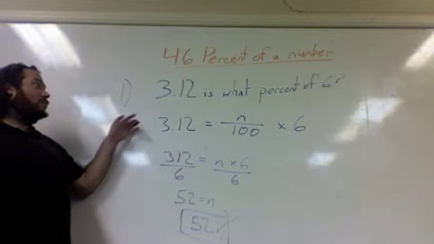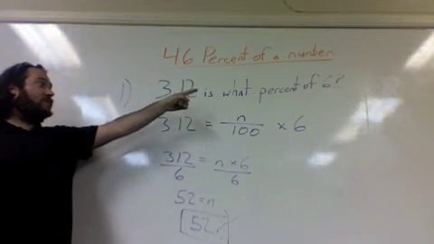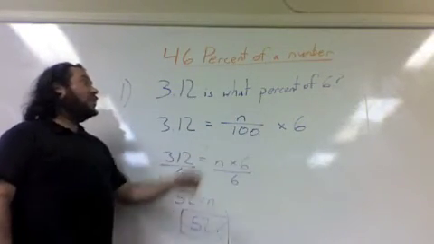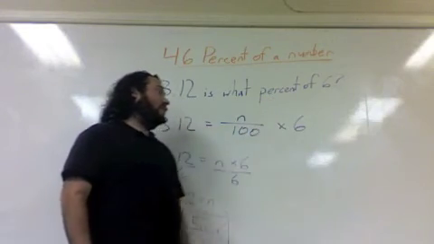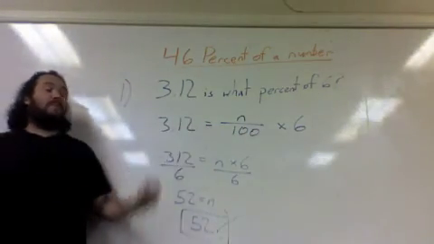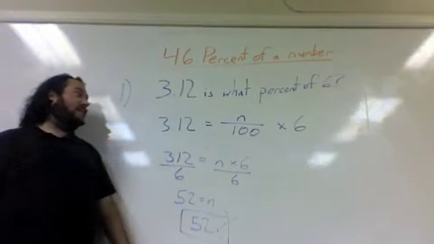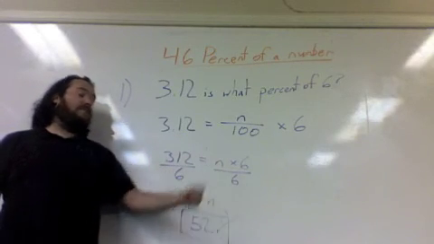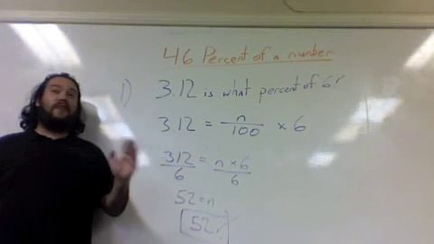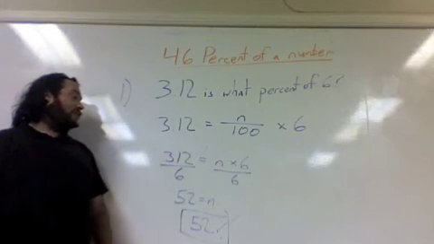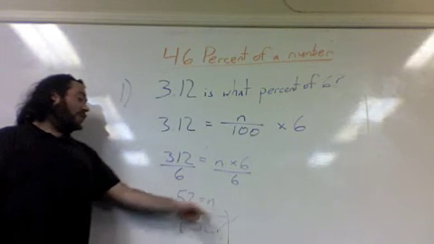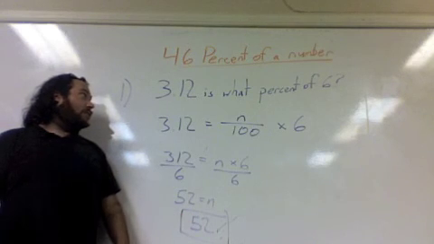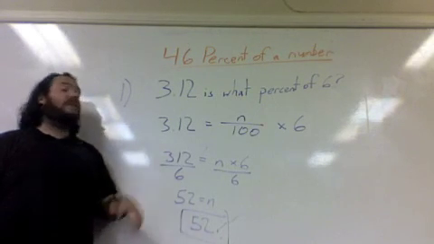First, I rewrote the problem, changing my is into an equal sign. What percent becomes n over 100. N parts out of 100, something unknown out of 100. Of 6 is times 6. I multiplied both sides by 100 to get rid of this fraction, clean it up. That moved my decimal point 2 spaces to the right. 312 equals n times 6. I want to get rid of that times 6, so I divided both sides by 6. 312 divided by 6 is 52. 52 equals n. I'm looking for what percent, so I answer with percent, 52%. 3.12 is 52% of 6.